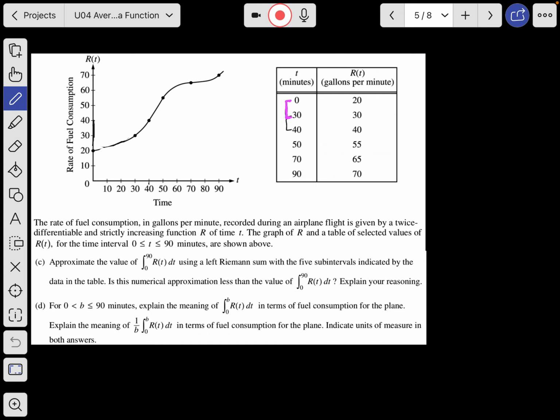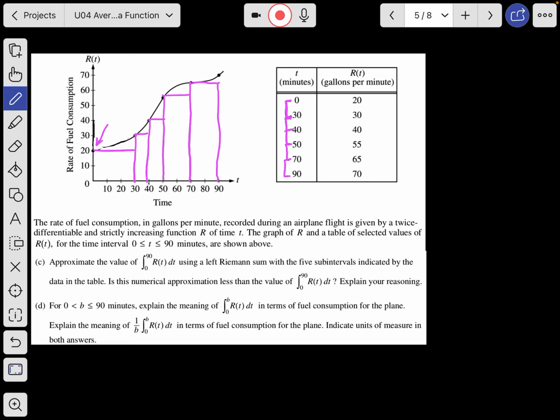All right, so here's that first interval from 0 to 30, and then 30 to 40, 40 to 50, 50 to 70, and 70 to 90. So those are going to be my 5 rectangles. So from 0 to 30, 30 to 40, and this is a left Riemann sum, so it's the upper left-hand corner of our rectangles intersecting the curve. Here's our next one. So those are our 5 rectangles.